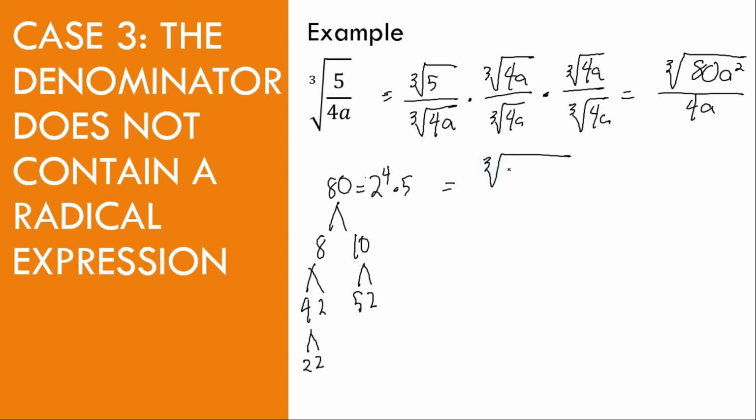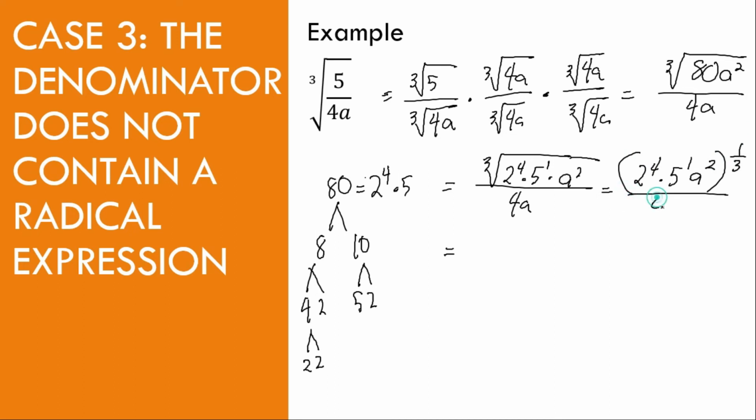So, rewrite natin sila. Cube root of 2 raised to 4 times 5 raised to 1 times a squared over 4a. Okay, ngayon, tignan natin kung meron tayong mga factor. Convert natin to into rational exponent. You will have 2 raised to 4 times 5 raised to 1 times a raised to 2, all raised to 1/3. Okay, distribute natin yan over 4a.